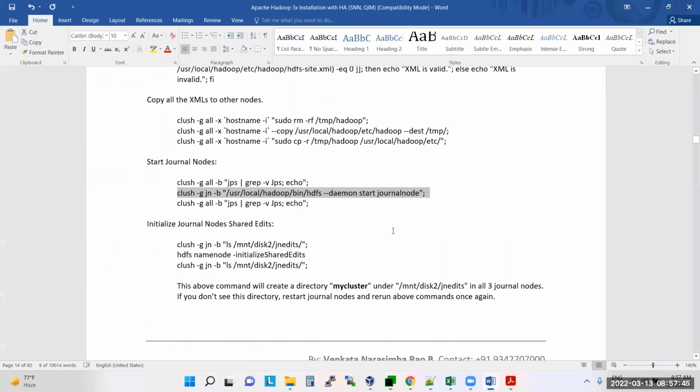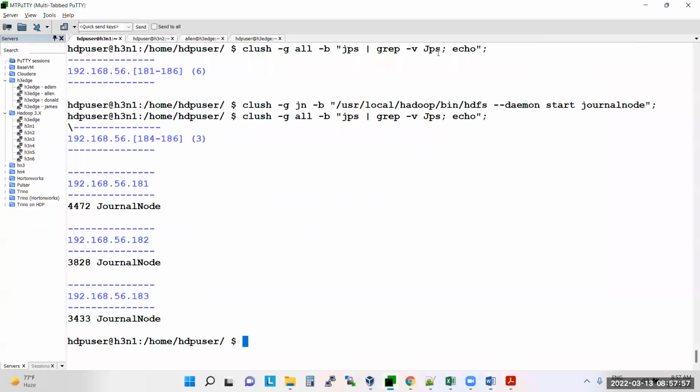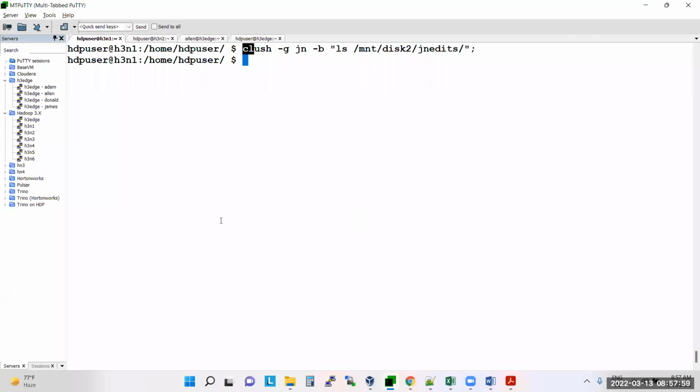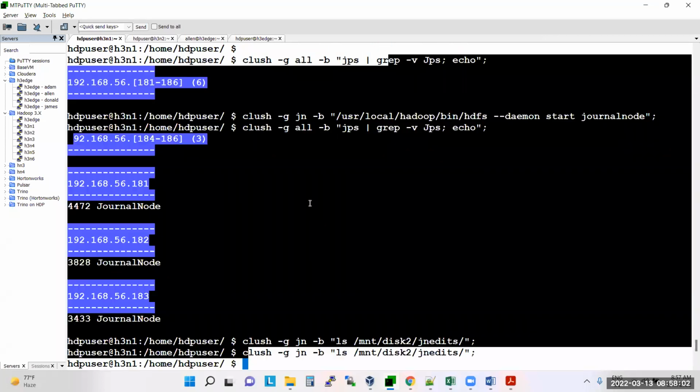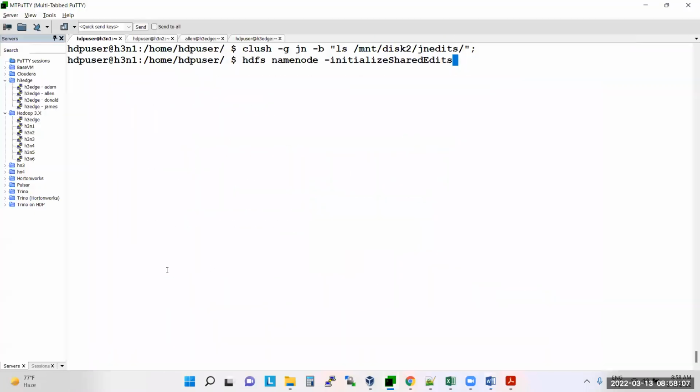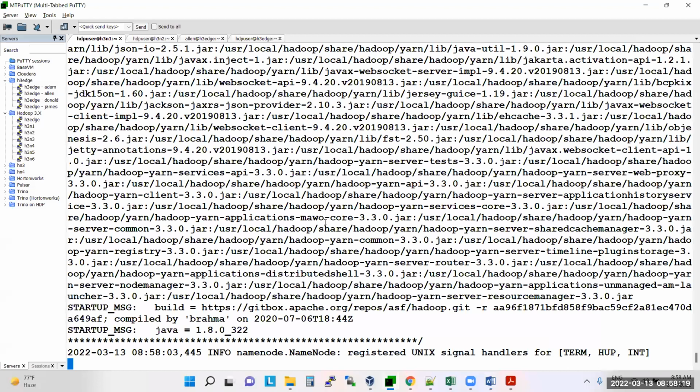So since you are starting for the first time, you need to initialize the shared edits. Initialize the journal edits. So before doing this, there is nothing here. Nothing is inside this one. After running this shared edits command, now you run this command. This will create my cluster directory. See now. Earlier, nothing was showing, but now it is showing my cluster. Correct or not?